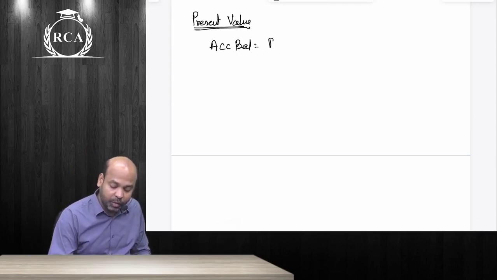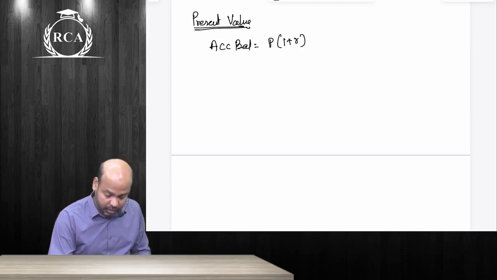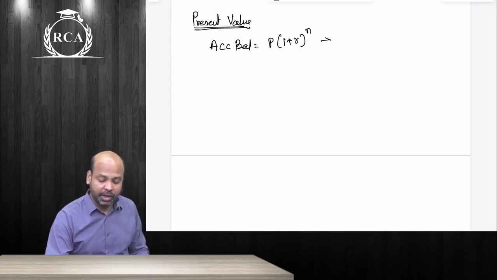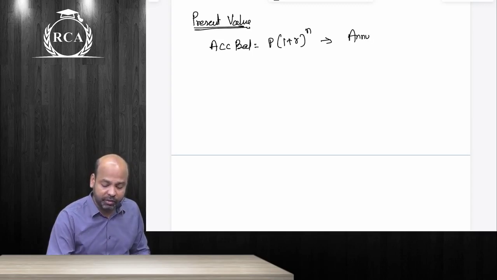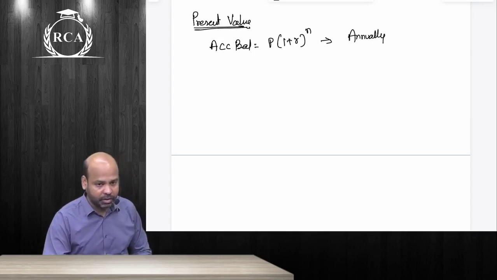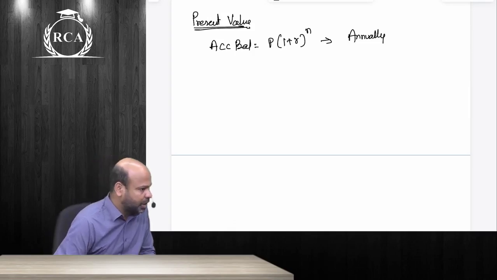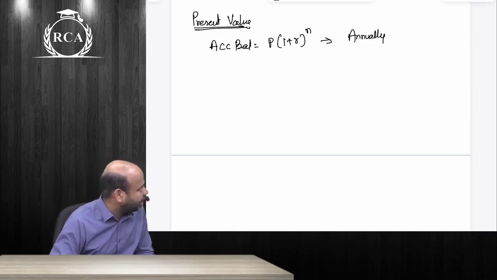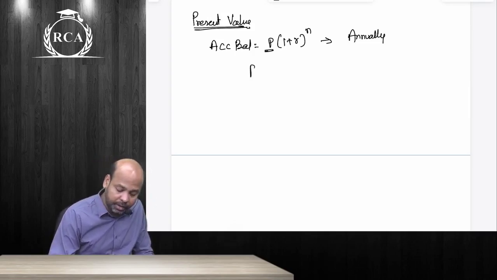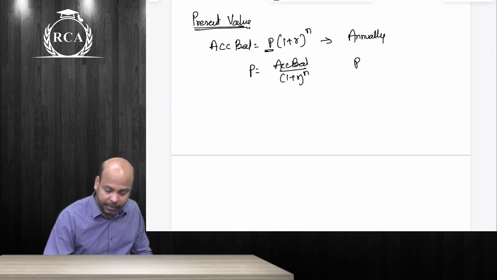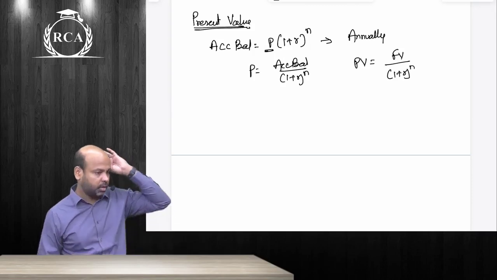We all know accumulated balance guys is P into 1 plus R whole power n, if it is compounded annually. By default beta every question it will always be compounded annually. If nothing is given, it is always compound interest, it is always compounded on an annual basis. The P here beta becomes present value. We write present value beta is equal to your future value divided by 1 plus R whole power n.